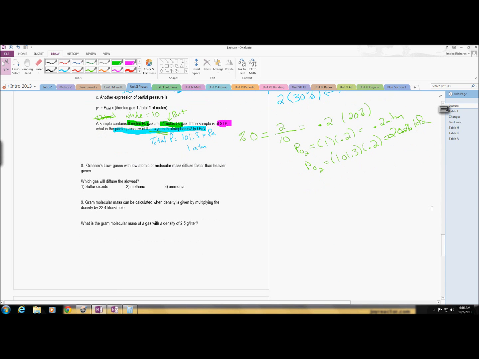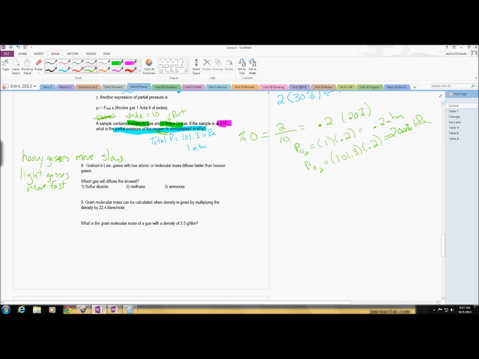Graham's law is a concept that says, and this is a really difficult one, it says that heavy gases move slow, and light gases move fast.